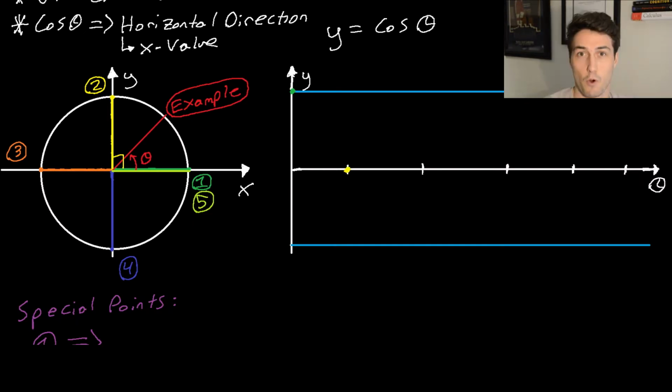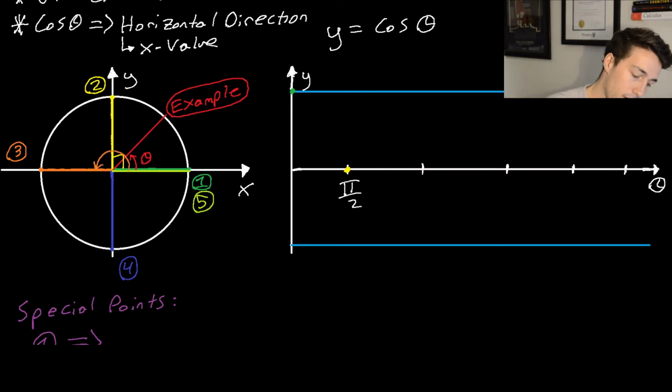For point number 3, we're going to do a rotation of 180 degrees, or pi. So I'm going to put pi down here. And again, this is in the horizontal direction only, so there's no vertical component, but it's in the negative horizontal direction. So we're going to have -1, so we'll put a point right here at -1.